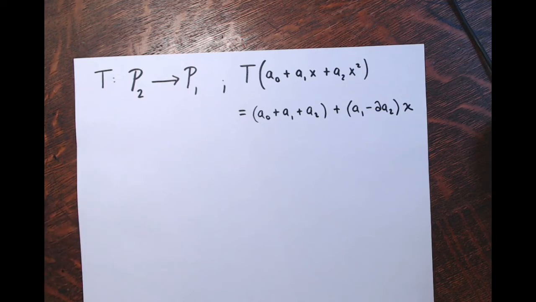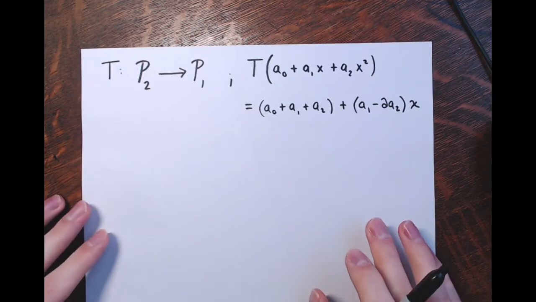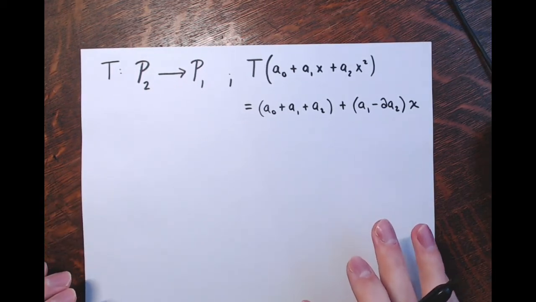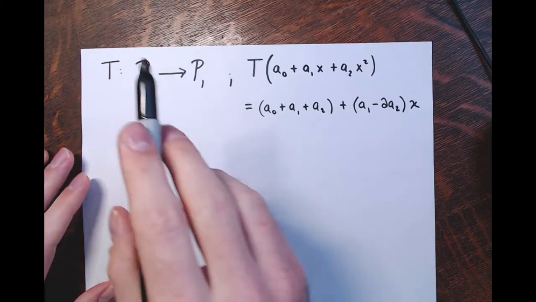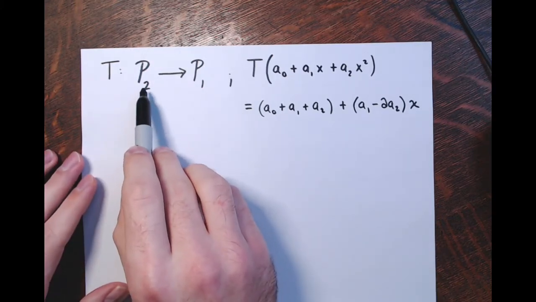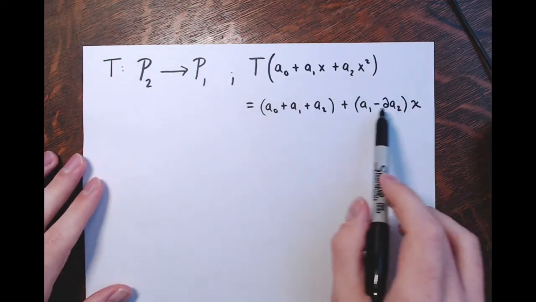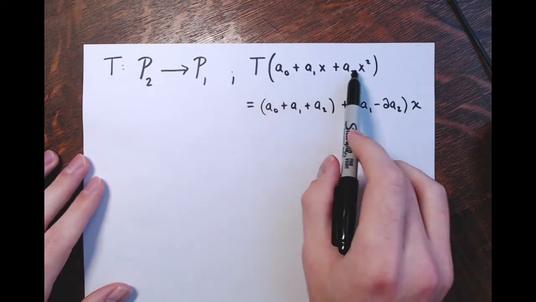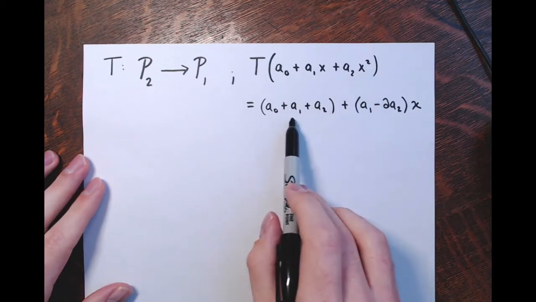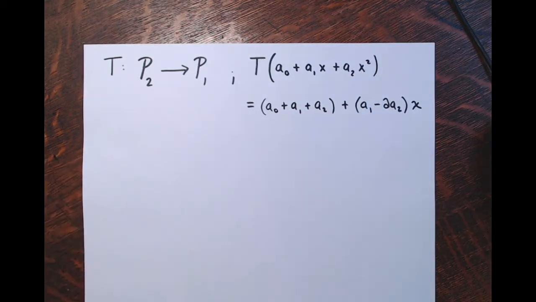So here's example B. Now this is a linear transformation between some non-Euclidean spaces. This is from the set of polynomials of degree 2 or less to the set of polynomials of degree 1 or less. And here's the rule here. My input is a polynomial of degree 2 or less. My output is a polynomial of degree 1 or less.